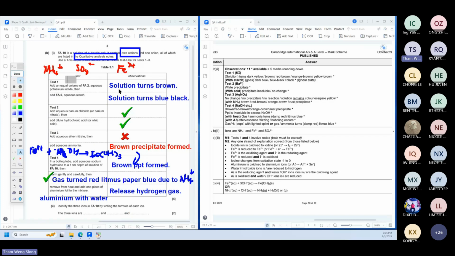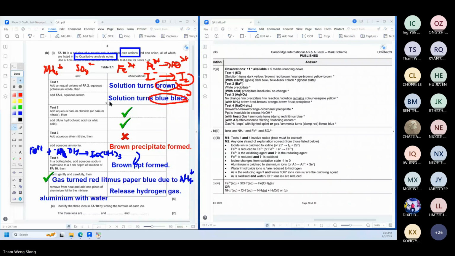This is actually a redox reaction because your iron 3 can be reduced to iron 2. So what happens is that your Fe3+ becomes Fe2+, and your I minus goes all the way to become I2. So it is this I2 that is responsible for that brown color, to which then the I2 will react with starch to turn into a blue-black starch iodine complex. This is the starch iodine complex.